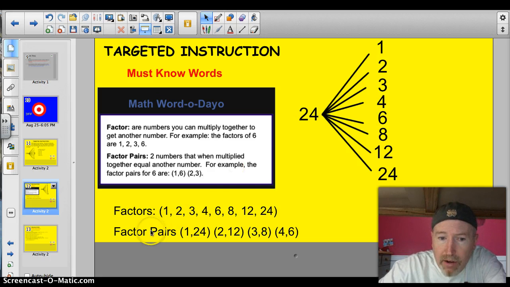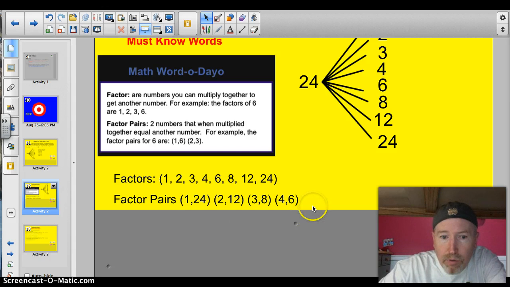The factor pairs, and I've listed them down here for you, those are two numbers that are multiplied together. So 1 and 24 are a factor pair. 2 and 12 are a factor pair of 24. 3 and 8, and 4 and 6. So generally when we ask you for things, we'll ask you for the factors. You can just make a nice organized list like that, put them in numeric order, and then the factor pairs you group together, just like a pair of pants. 1 and 24 would be the two members of the pair.